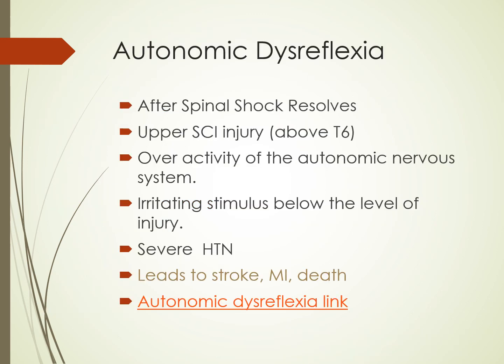All right, our last big topic that we'll go over is autonomic dysreflexia. For you to have autonomic dysreflexia, spinal shock must resolve. Again, this happens with people that are usually above T6, and it's an overactivity of the autonomic nervous system. It happens when the upper motor neurons aren't talking to the lower motor neurons. The characteristic piece here is that there's an irritating stimulus below the level of the injury. So something has happened below the level of the injury that's really stimulating that autonomic nervous system.